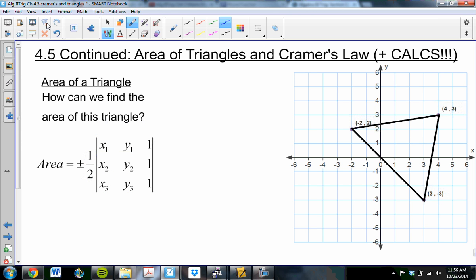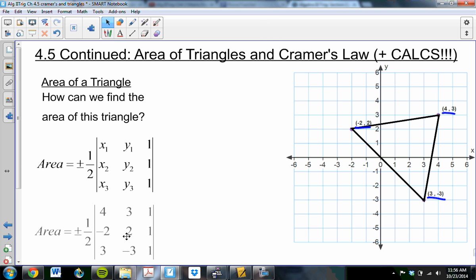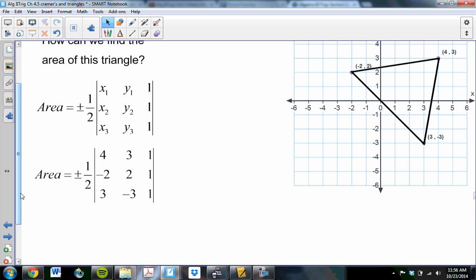I can plug those points in any order I want. I could do this one first, or this one first, or this one first. It doesn't actually matter, as long as I end up with something kind of like this. So I want to find the determinant of this 3x3 matrix. I'm going to copy down 4, -2, 3, 3, 2, -3.